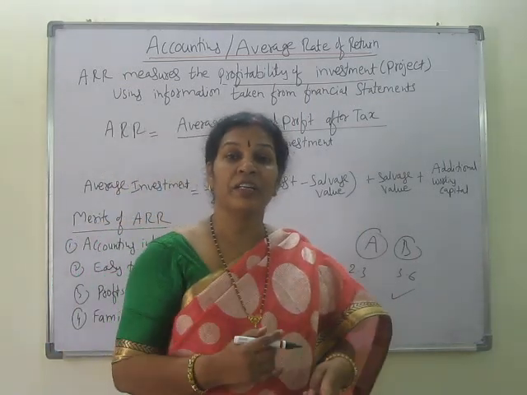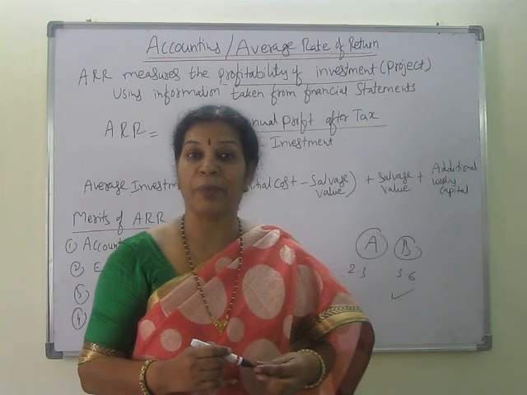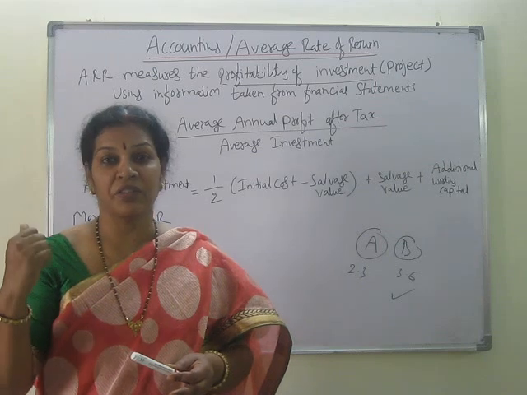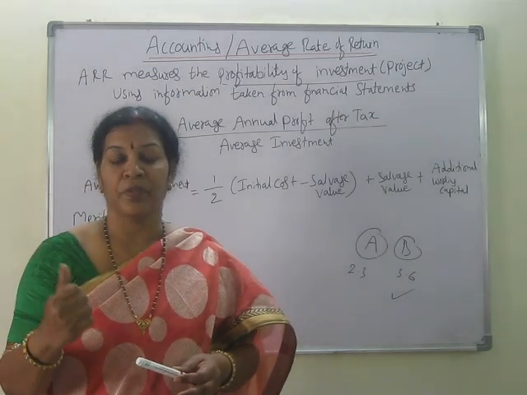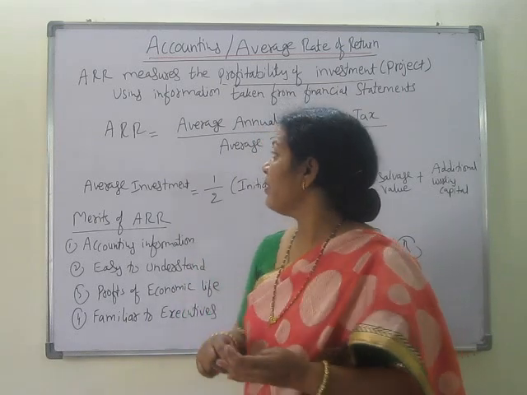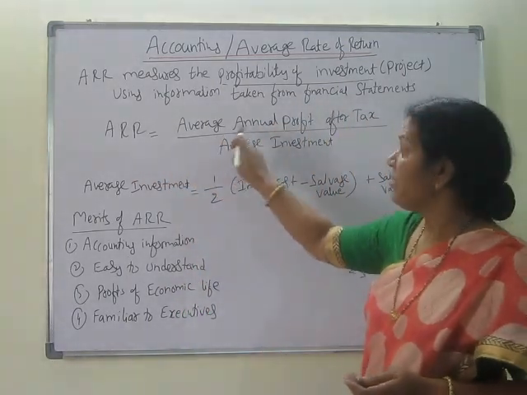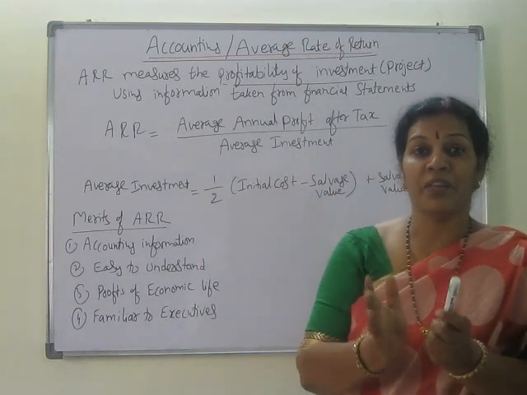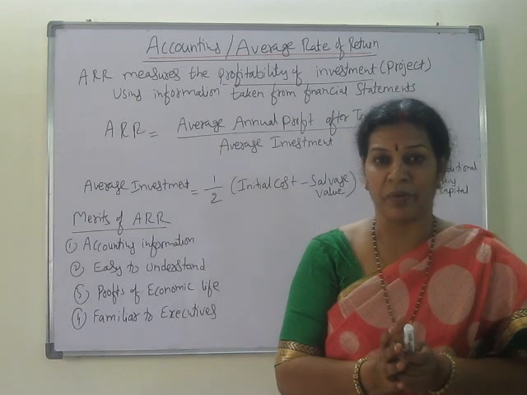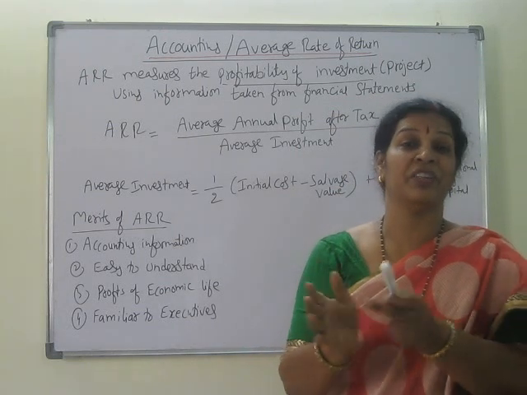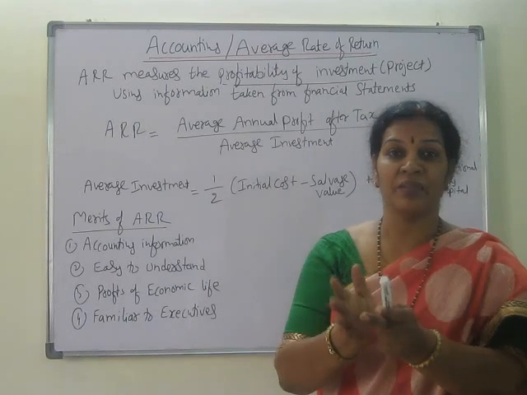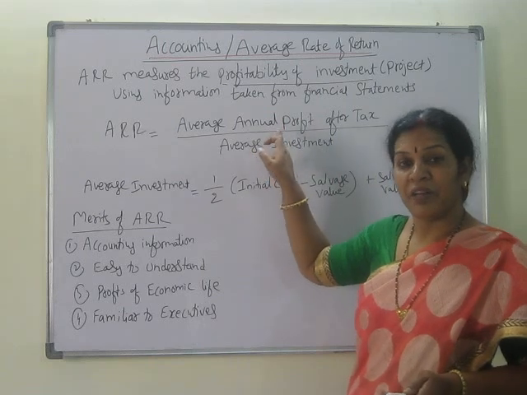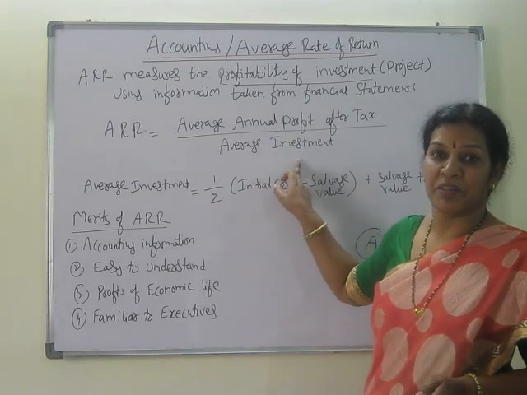So when we want to calculate the profitability rate using financial accounting information, we calculate this average rate of return, or accounting rate of return. How can we calculate it? There is a formula. ARR is equal to average annual profit after tax. Every year we get some annual profit, and we have to take it after tax. If it is given before tax, deduct the tax, and whatever you get after tax, that inflow we take. Average annual profit divided by average investment.